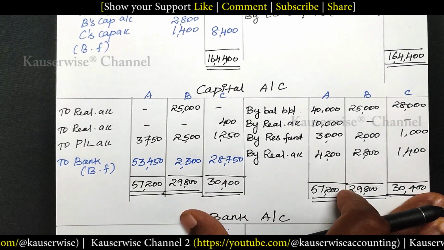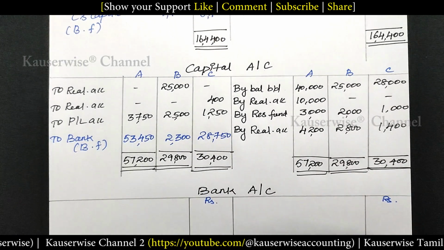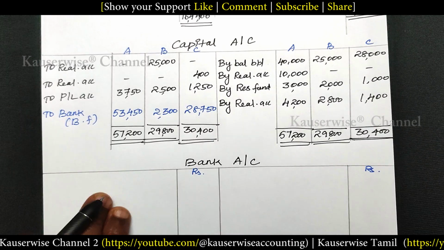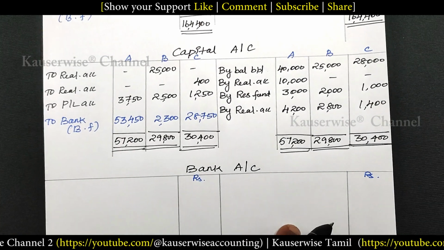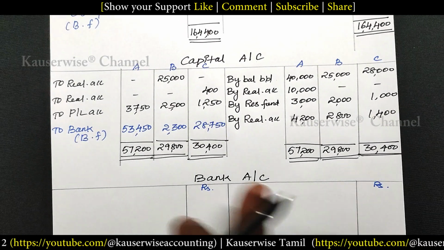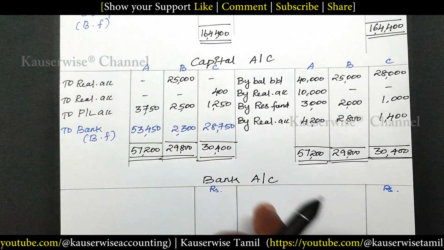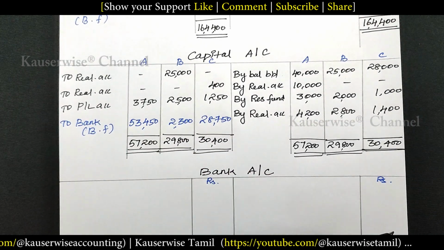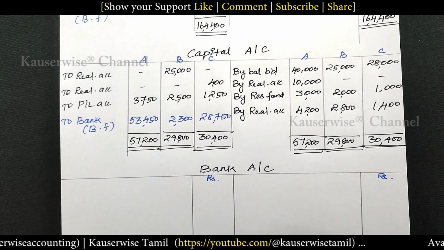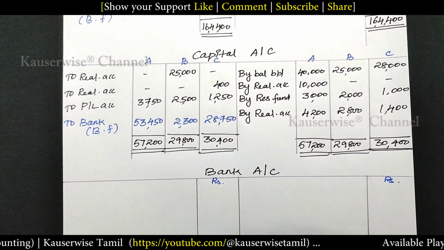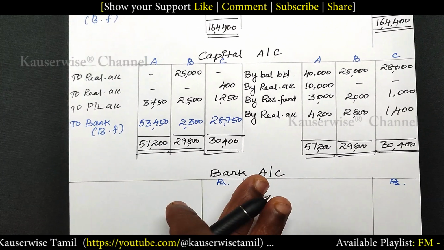So after doing this, now we need to prepare the bank account. Under the bank account, the debit side has all the receipts and the credit side has all the payments, including the final payment, which will be recorded under the credit side of the bank account, and finally you won't be getting any balancing figure under the bank account. Now let's see how to prepare the bank account.